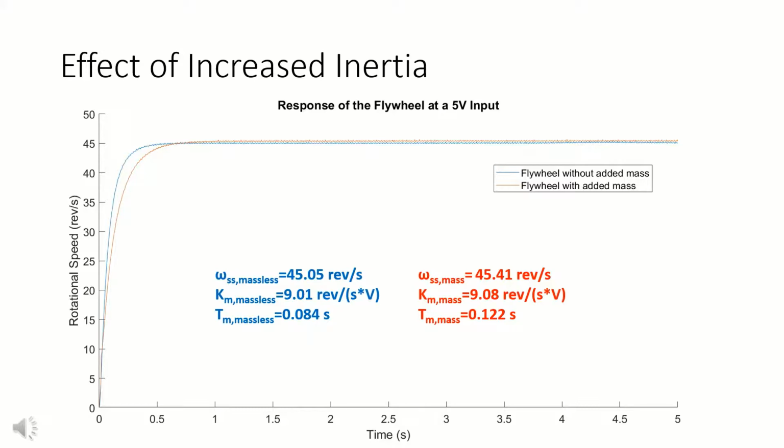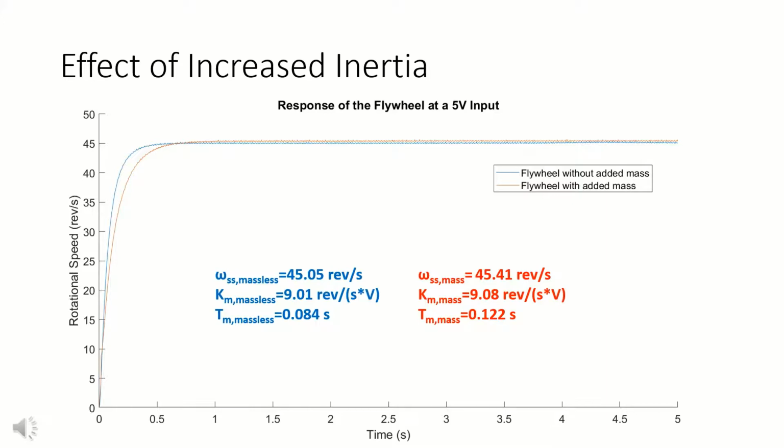The Tm value increases, which is to be expected. Tm is dependent on steady-state speed, time, and Km, but is independent of voltage. Increasing the mass within the system increases the inertia of the system, which means the same power input requires much more time to reach the steady-state rotational velocity.